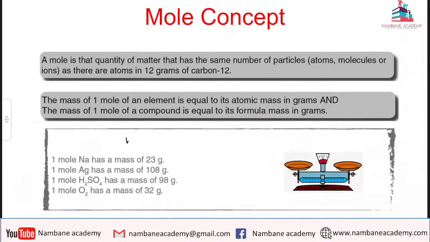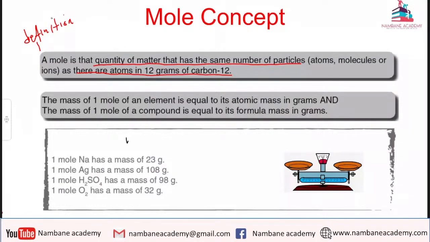Let's start. The very first bullet says we must define what is a mole. In grade 10, we defined a mole as the quantity of matter that has the same number of particles, atoms, or molecules, or ions as there are in 12 grams of carbon-12. So what do I need to know from this? Very important. One must know the definition thereof.